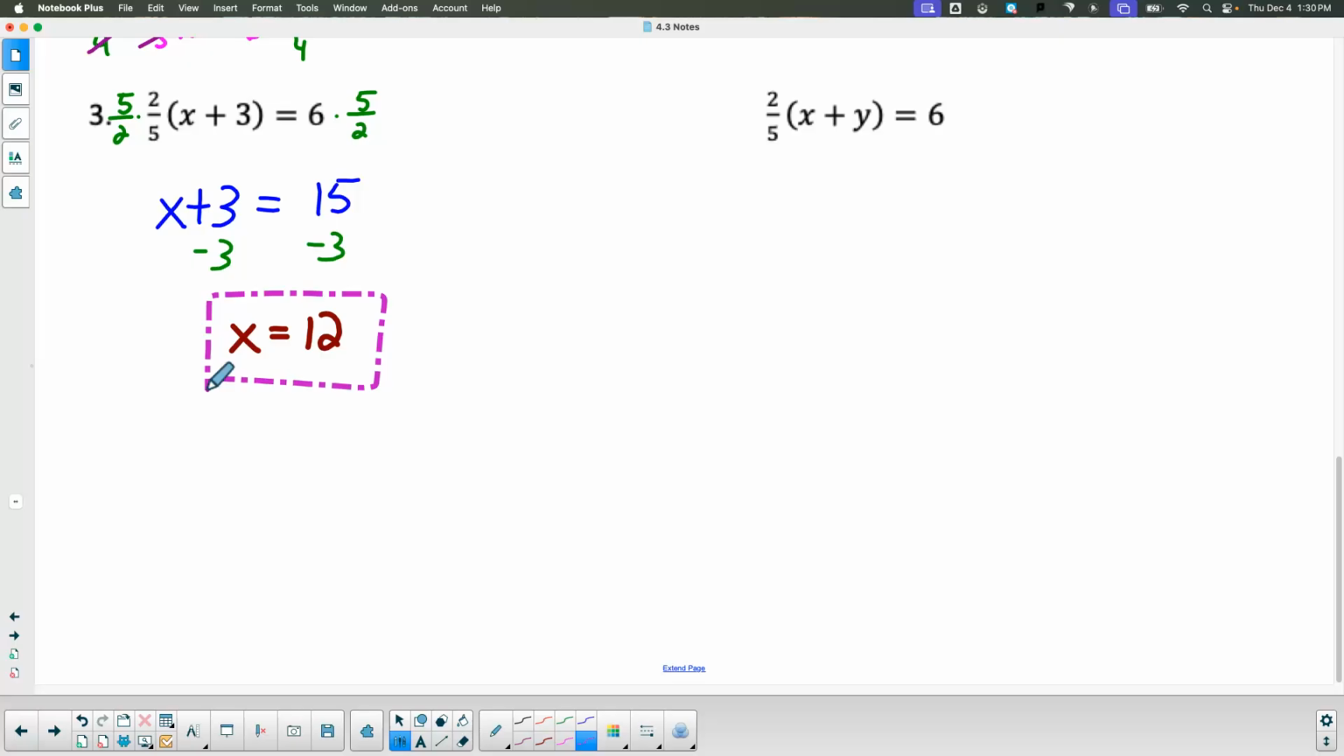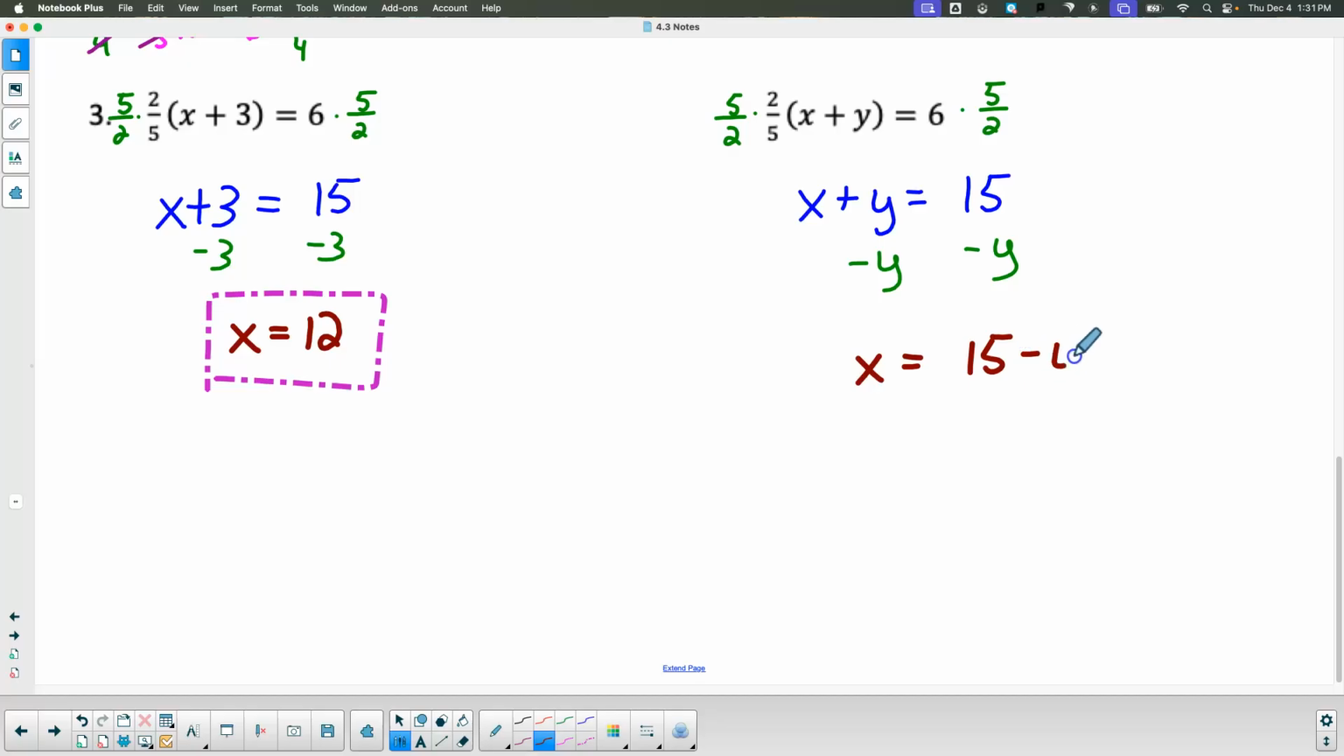Okay. Likewise here on this side, I would again multiply by 5/2. That leaves me with x plus y equaling 15. Then I can subtract y. And x would equal 15 minus y.